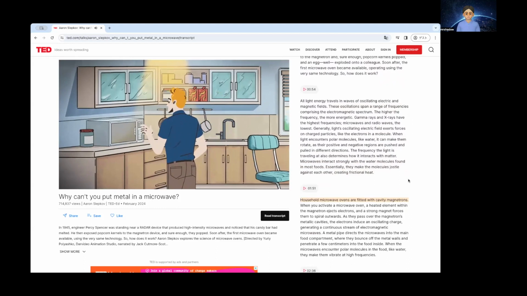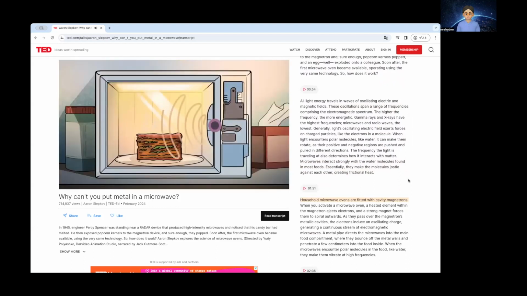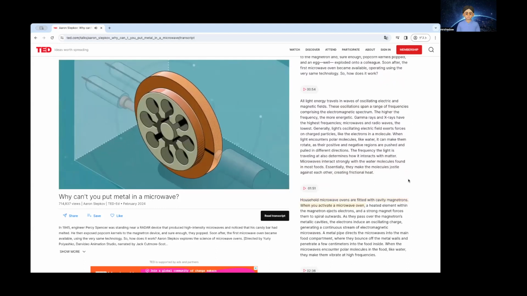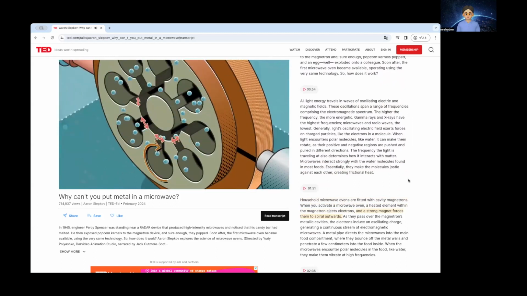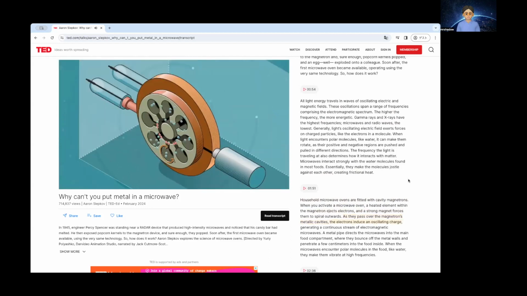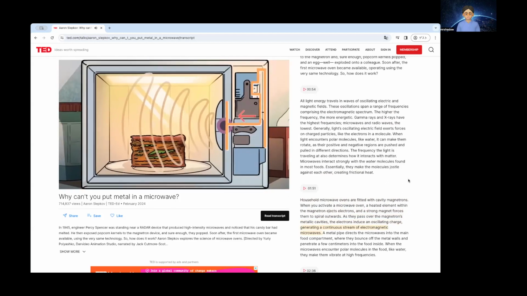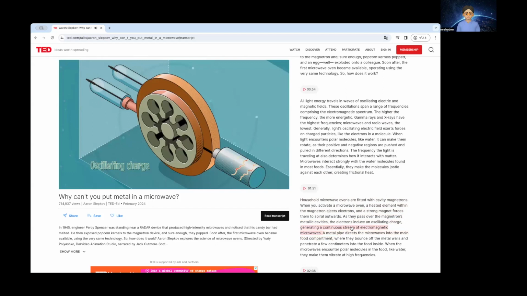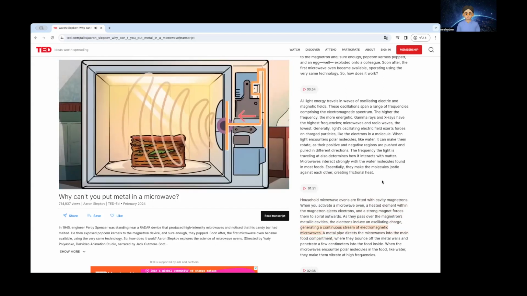Household microwave ovens are fitted with cavity magnetrons. When you activate a microwave oven, a heated element within the magnetron will eject electrons, and a strong magnet forces them to spiral outwards. As they pass over the magnetron's metallic cavities, the electrons induce oscillating charge, generating a continuous stream of electromagnetic microwaves.